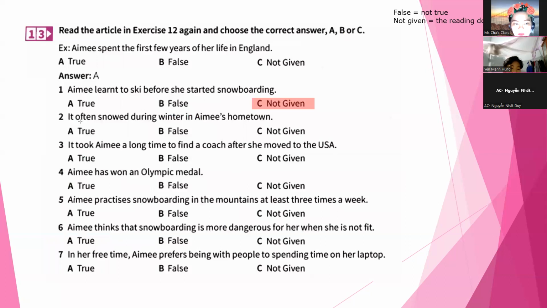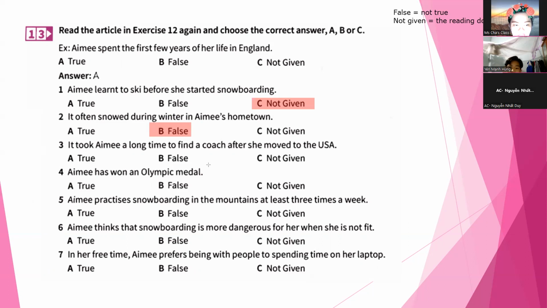Number two, it often snowed during winter in Amy's hometown. False. Why? What's the correct answer? Your answer is correct, but what makes it correct? It often snowed during winter in Amy's hometown. What makes the sentence wrong? I think it is in the USA, not in Amy's hometown. All right.